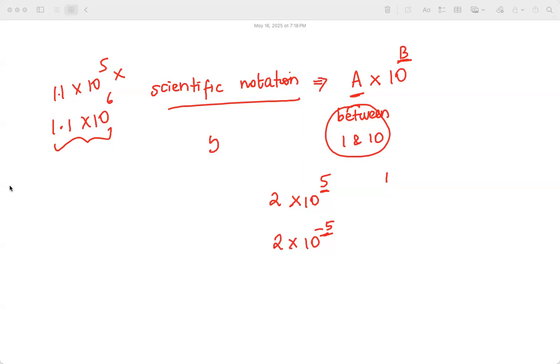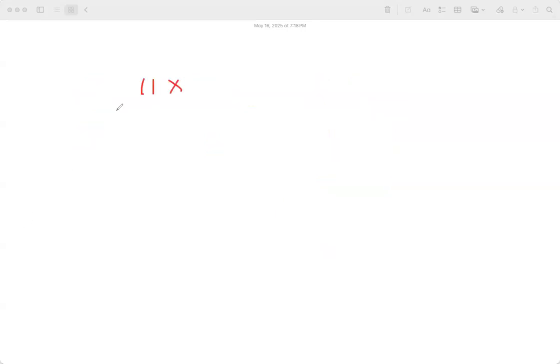Not really. Okay, let's understand. Suppose I have a number 0.0076. This is in standard notation. Make sense? Any questions here? No. Okay.